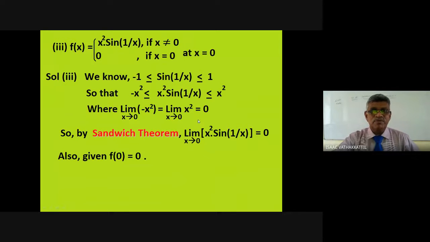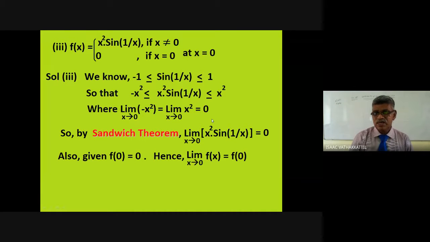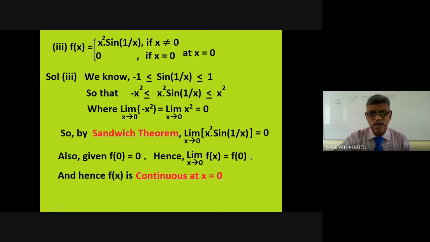And what is given f of 0? f of 0 is given, it equals 0, at x equal to 0. Therefore the function is continuous, that is, the limit as x tends to 0 of f(x) equals f of 0, and f(x) is continuous at x equal to 0.